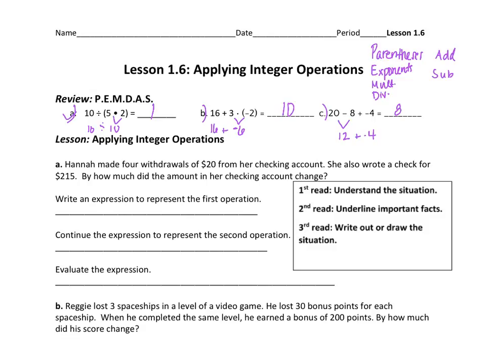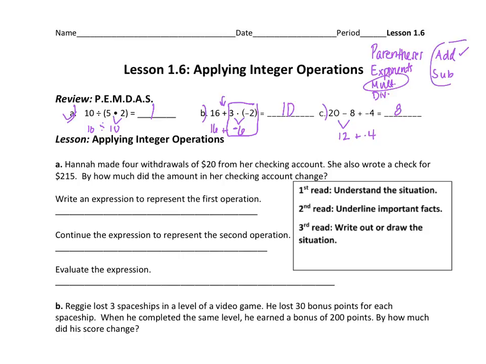So for letter B, you had to do multiplication first because multiplication comes before addition. So you have to multiply here 3 times negative 2, which is negative 6, and then add the 16 in front. And 16 plus negative 6 is 10. All right, letter C. I also put this one on here because it's very common that people would choose to add before they subtract.